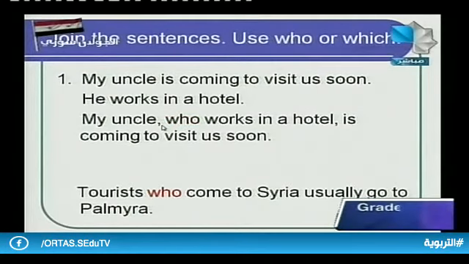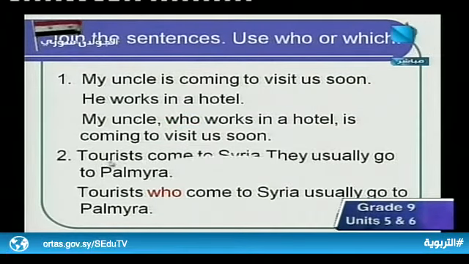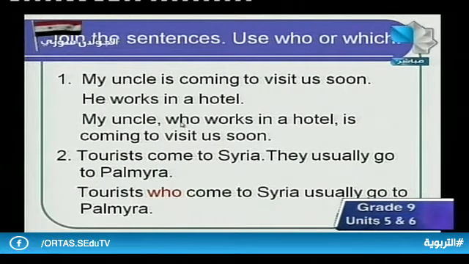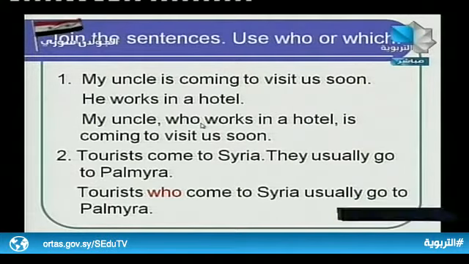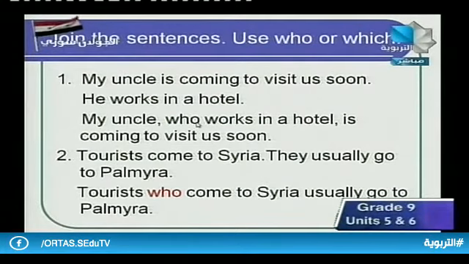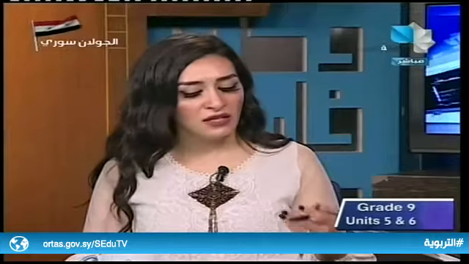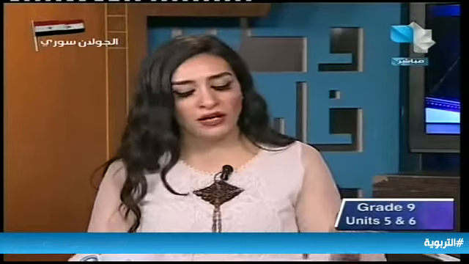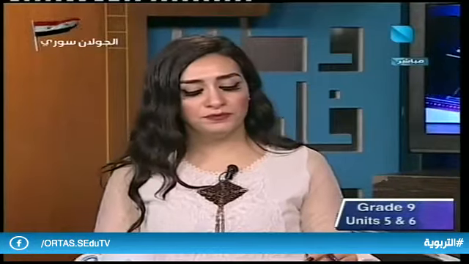Here, the relative clause, who works in a hotel, is a relative clause, but here we add extra information. Yes. So if we decide to just omit the clause, it will be okay because it will not affect the meaning. Yes. My uncle is coming to visit us soon, and the meaning is complete. But here we add information about my uncle who works in a hotel. Good. Yes. Another exercise.